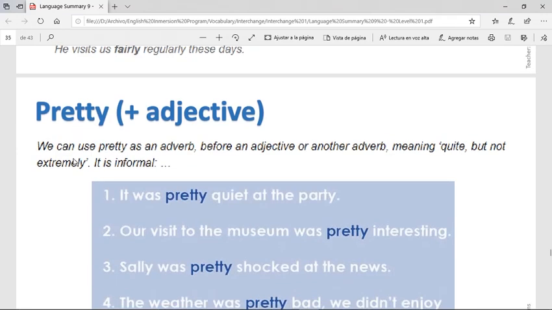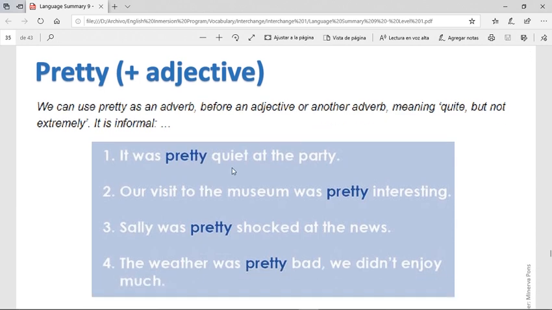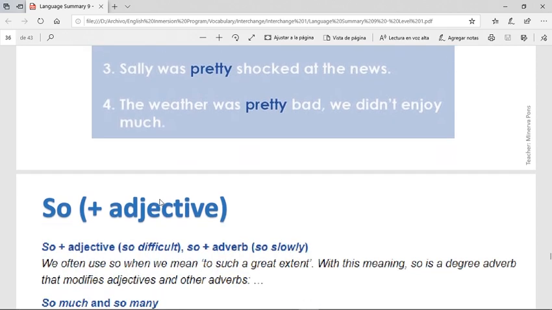We have pretty. Pretty is basically like a lot, but not extremely. It's just a good amount, a really good amount, but it's not obsessive. It's not way too much. It was pretty quiet at the party. Our visit to the museum was pretty interesting. It was really interesting, but not too much. Sally was pretty shocked at the news. The weather was pretty bad. We didn't enjoy it much. Okay.